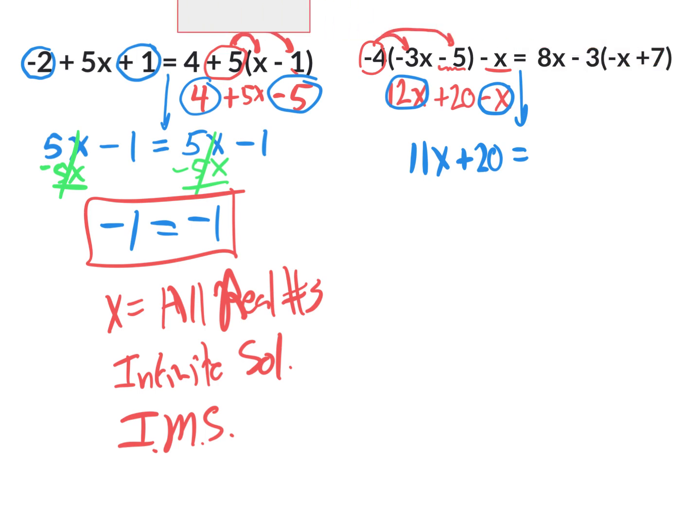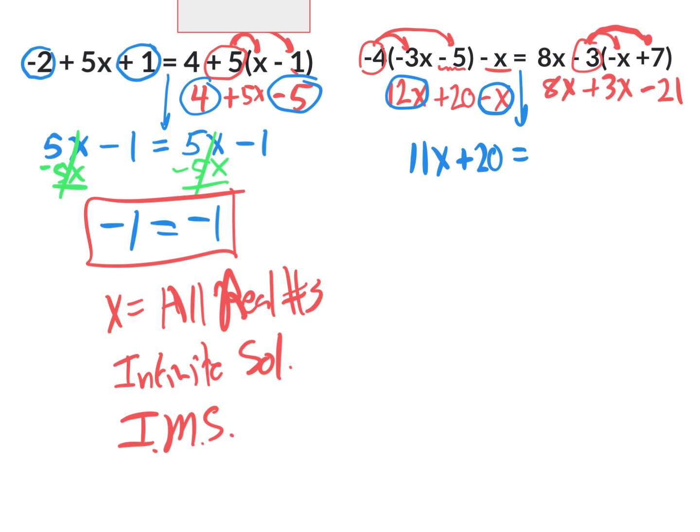And on the right side, again, you start with distributive property. Negative 3 times negative x, that's a positive 3x. A negative times a negative is a positive. And a negative 3 times a positive 7, that's a negative 21. And what do we do with this 8x right here? We simply bring it down. So let's bring that down, 8x.